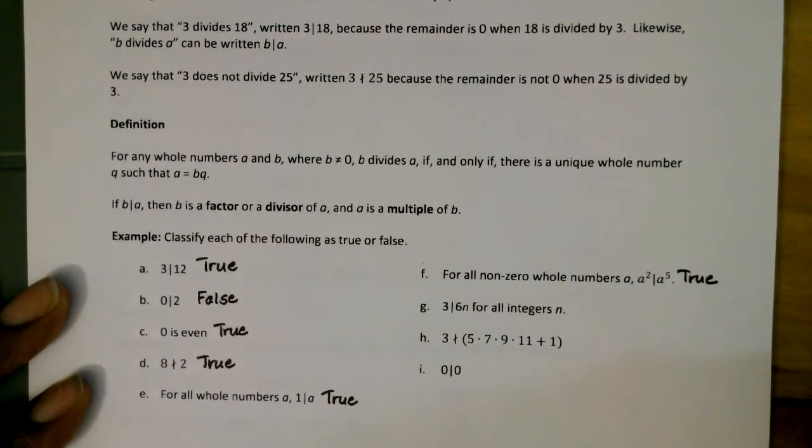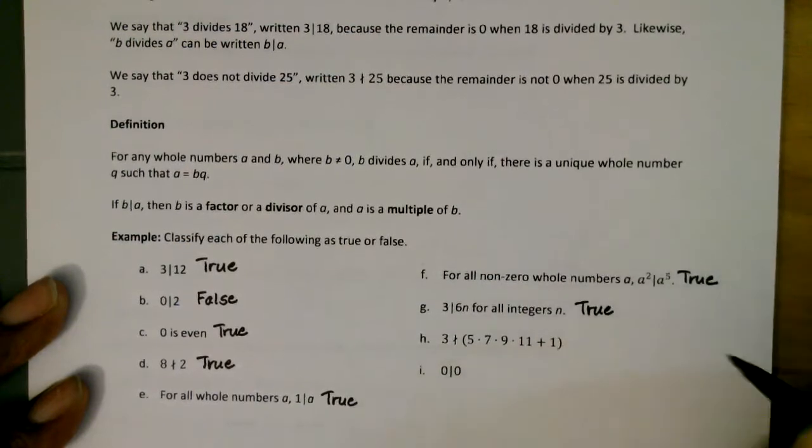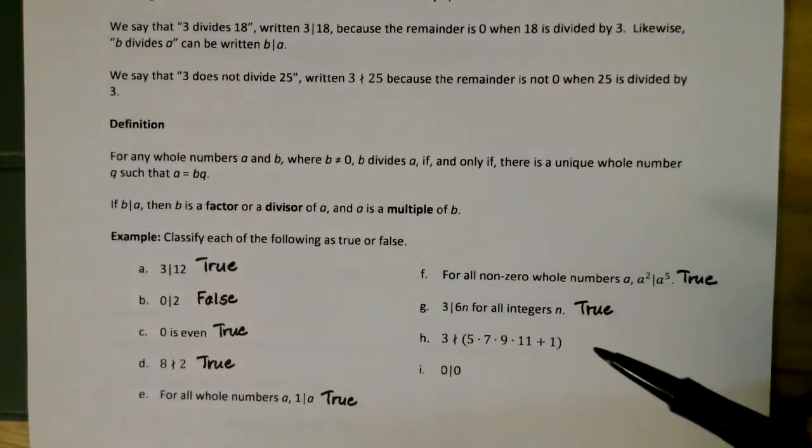Next, 3 divides 6n for all integers n. That's also true, because I know 3 can go into 6 2 times, or any multiple of 6.